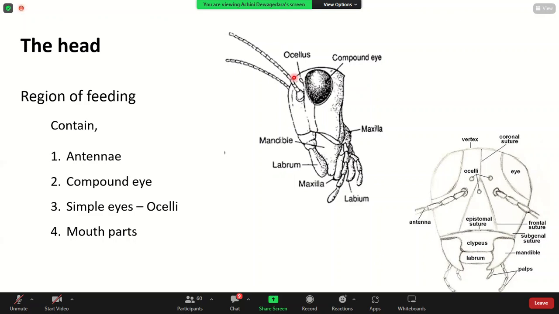Yes, they are trying to receive signals from the environment. How do they get the signals?